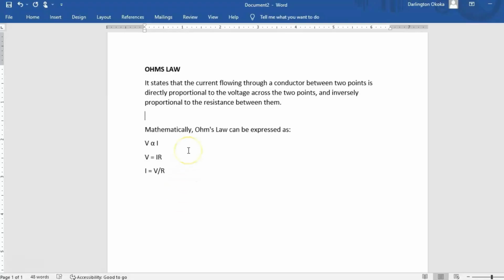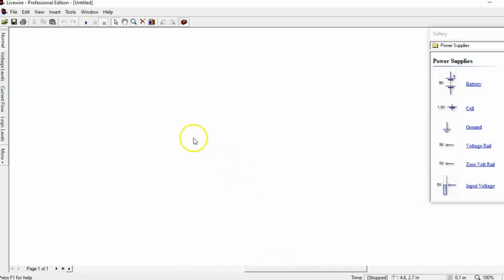Mathematically, you could see that V is directly proportional to I. So we're saying that if R is constant, therefore V is equal to IR. Then our I will be equal to V over R. I believe that is very okay. So now we'll go straight to the circuit. Let us make the circuit.